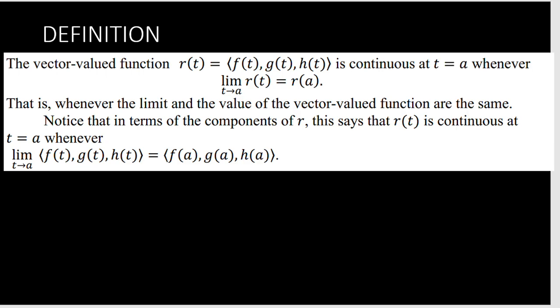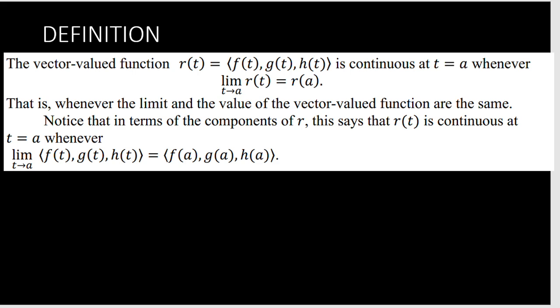Let's look at the definition of continuity of a vector valued function. We say r of t is equal to f of t, g of t, and h of t is continuous at t is equal to a whenever the limit of r of t as t approaches a is equal to r of a. That is, whenever the limit and the value of the vector valued function are the same, we say the function is continuous at that particular point.